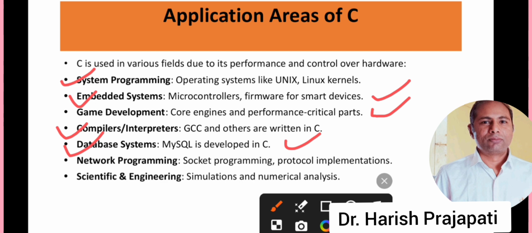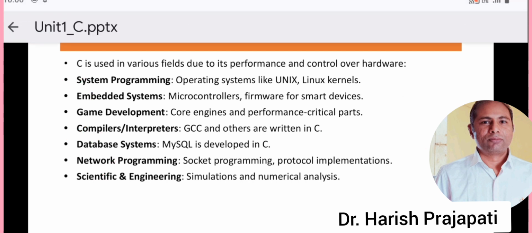Now we have various networking systems like routers. For networking programming, like socket programming and protocol implementation, we can use the C language. Various scientists also use the C language for numerical analysis, and for simulation purposes in numerical analysis we can use the C language.